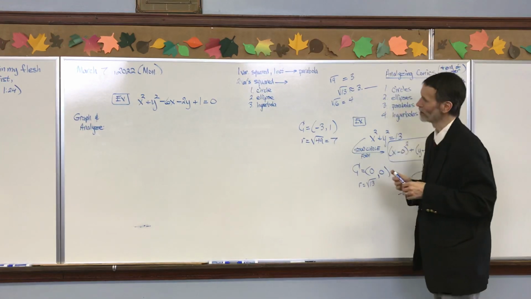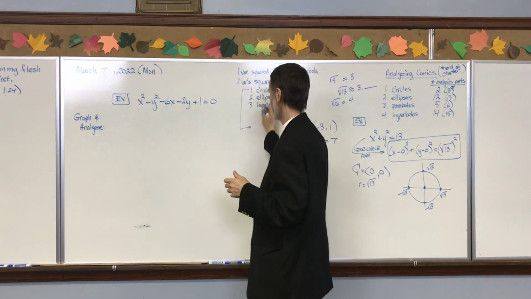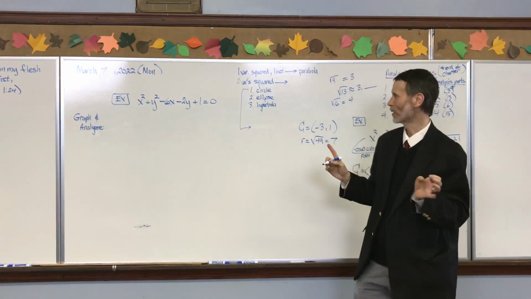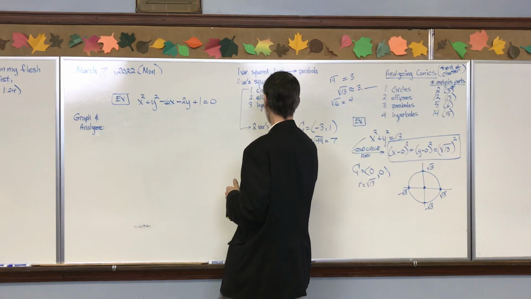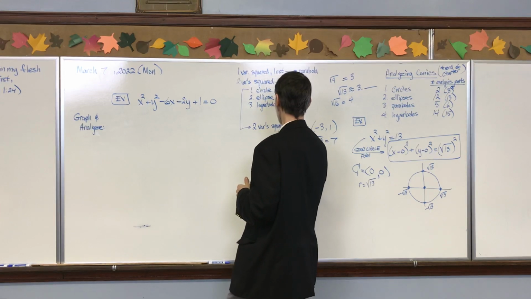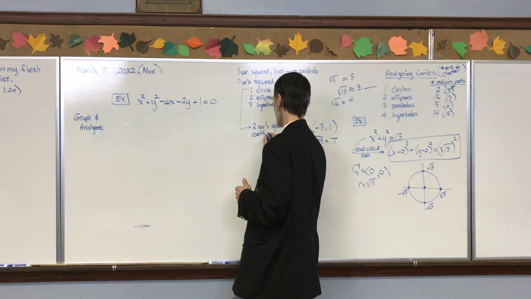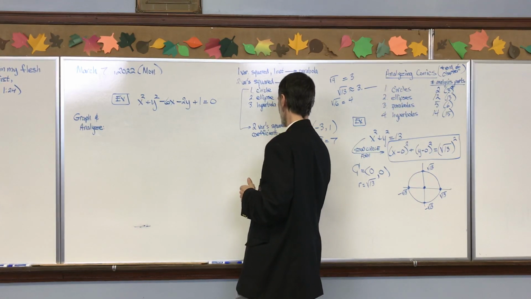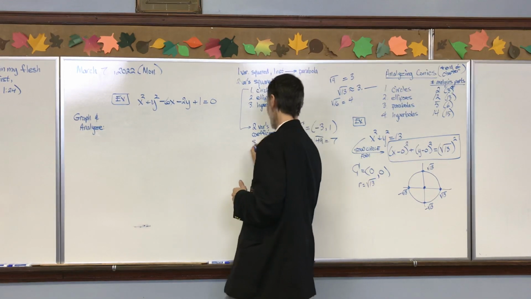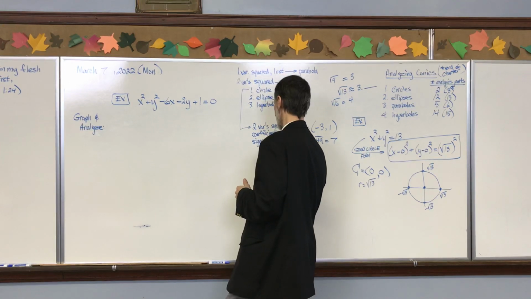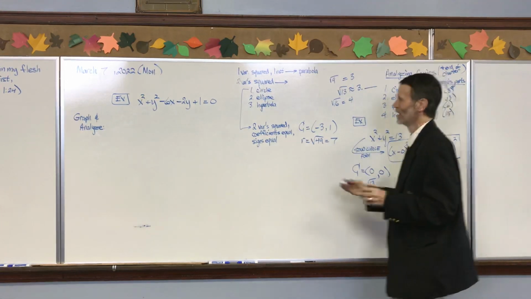So how do you tell the difference? A circle, I'm not going to tell you the other two yet, the ellipse and the hyperbola, but I will tell you how to identify a circle. If the two variables are squared, if their coefficients are the same, the coefficients are equal, and the signs are equal, both plus or both minus. That's a circle.